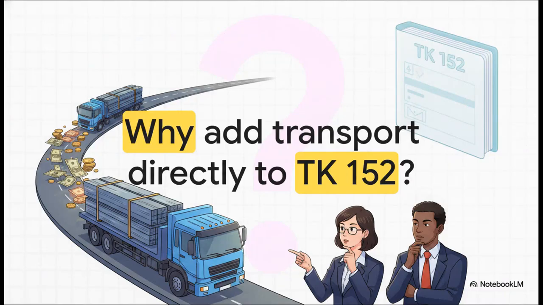So I want you to stop and think about this for a second. Why do we add that 2.2 million VND transport cost directly into the materials value on account TK152? Why not just write it off immediately as a regular business expense? Well, it all circles back to the core principle of VAS 02 that we just talked about. That transport was absolutely necessary to bring the steel to its present location and condition. Without the transport, you don't have the usable steel. Therefore, it's an inherent part of the asset's value, not just an immediate write-off expense.